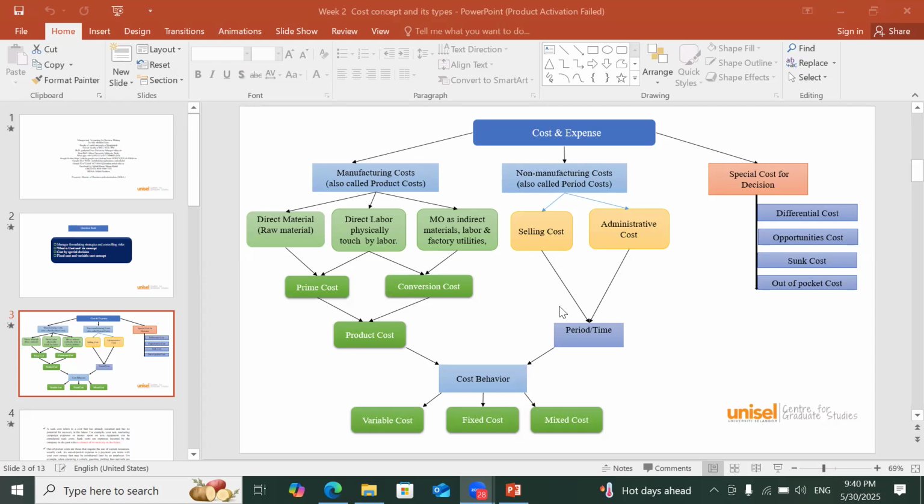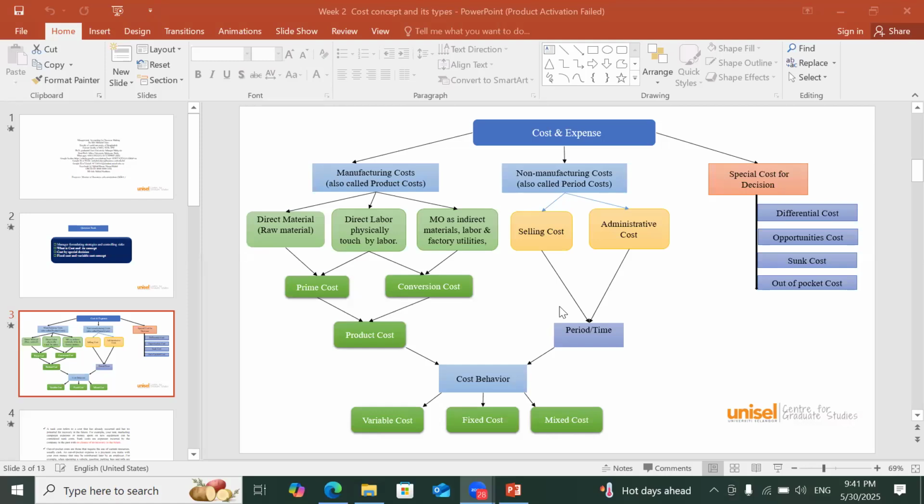Yes, this is the main cost element. This is the main cost item to produce a product. Okay, this is the main focusing point. I think all costs are under this diagram. This is my personal diagram.